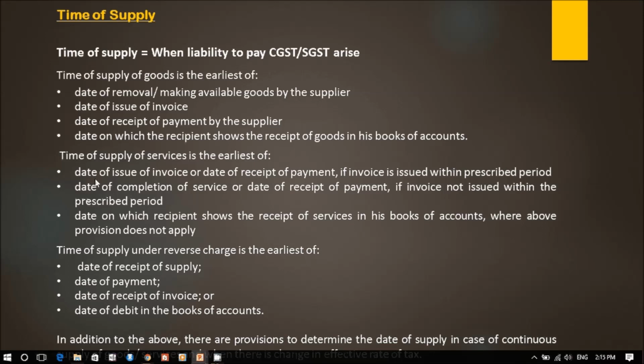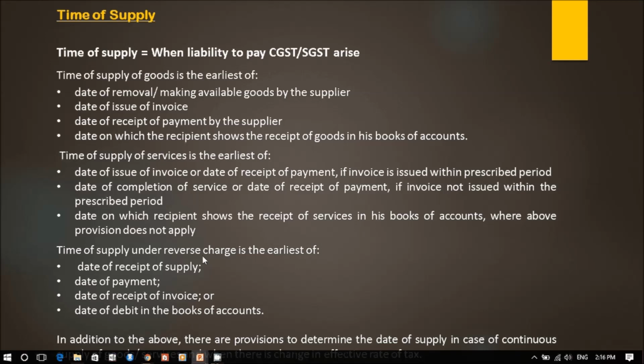Only this line will give you the time of supply in case the invoice has been issued in the prescribed time period. This will give you the time of supply when the invoice is not issued within the prescribed period. But this one is for when these two conditions are not met, or the time of supply cannot be identified from these two conditions, then you have to check with this one.